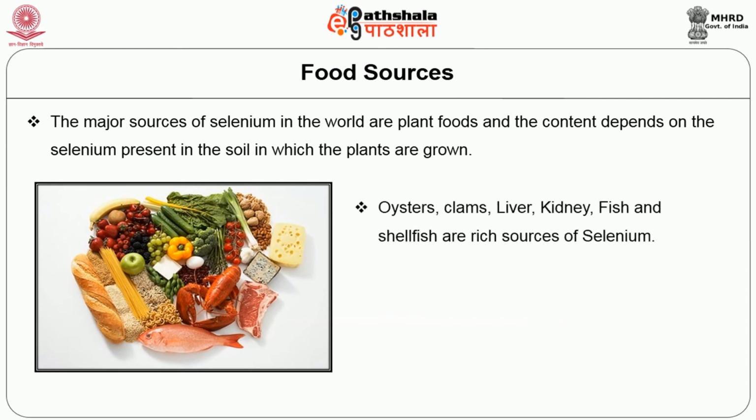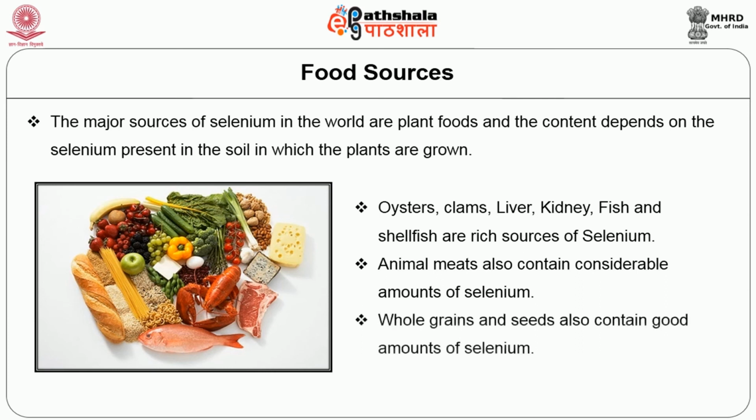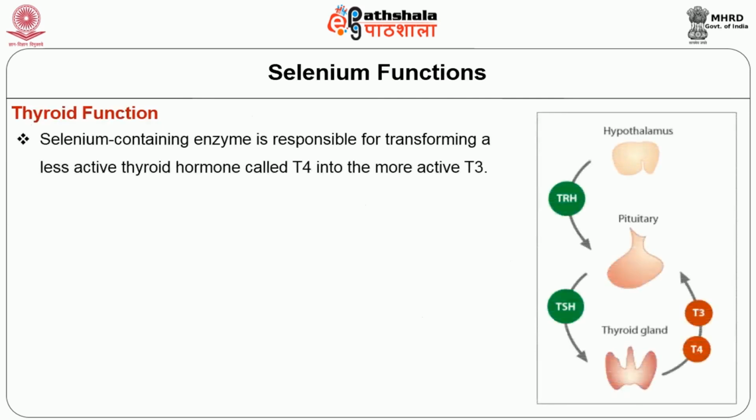Oysters, clams, liver, kidney, fish, and shellfish are rich sources of selenium. Animal meats also contain considerable amounts of selenium. Whole grains and seeds also contain good amounts of selenium. What are the functions of selenium in our human body?